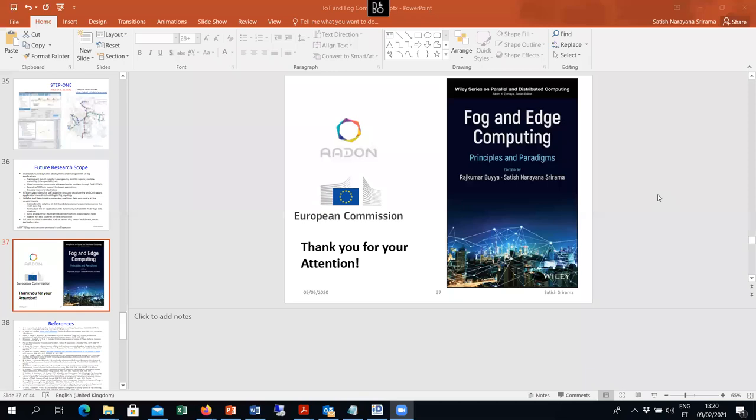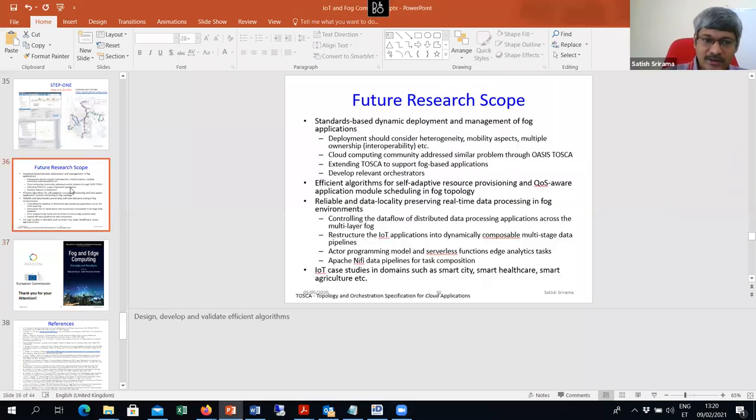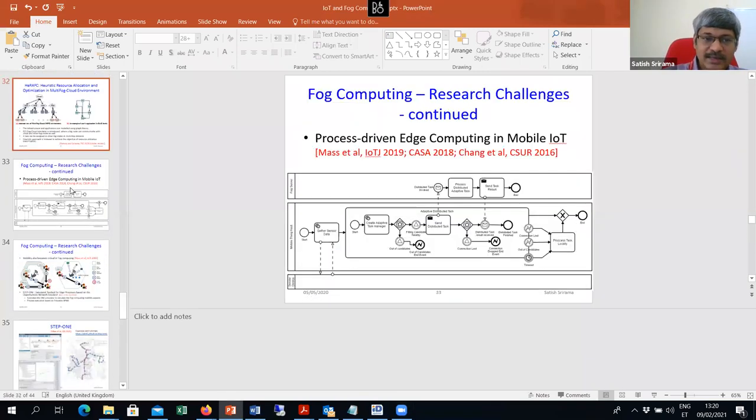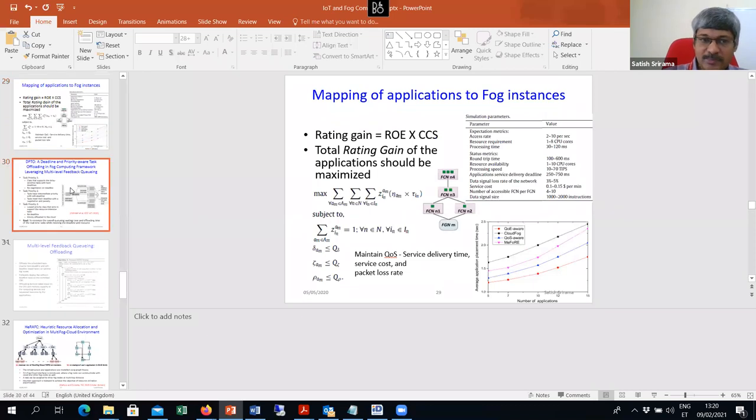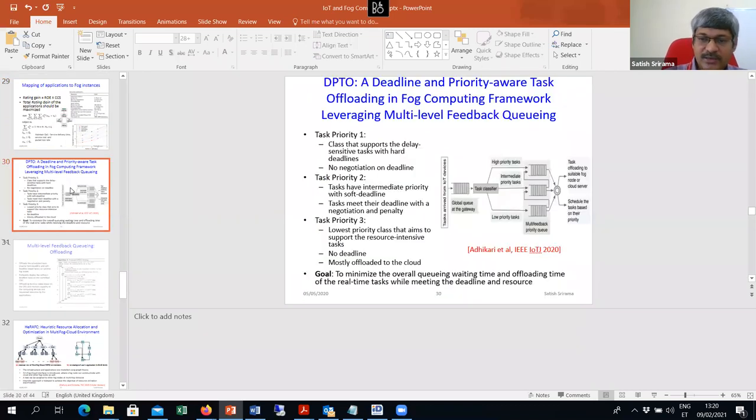Next question: how to characterize workload in edge computing? Okay, perfect. I have given you one solution already. Basically, you can prioritize these tasks. Whatever workload is coming, you can have different sorts of priority for it, and you can characterize how you will be processing them and where you will be processing them.